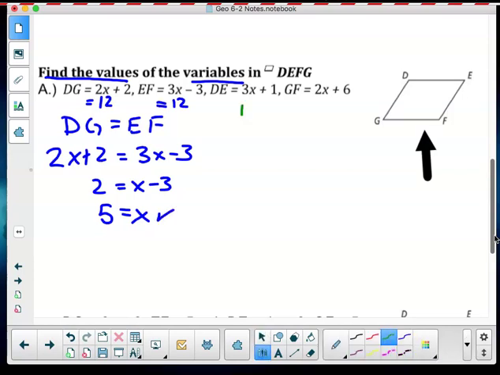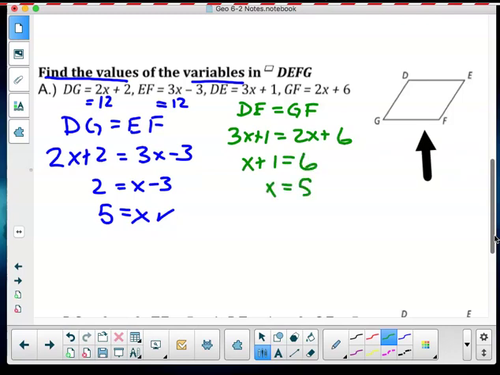Now, I also know that DE is equal to GF based on 6.3. So 3x plus 1 is equal to 2x plus 6. I subtract 2x and x plus 1 is equal to 6. And I subtract 1 and x is equal to 5. Now I plug that back in, and since I've got 5, 3 times 5 is 15 plus 1 is 16. And 5 times 2 is 10 plus 6 is also 16. So this checks out as well.